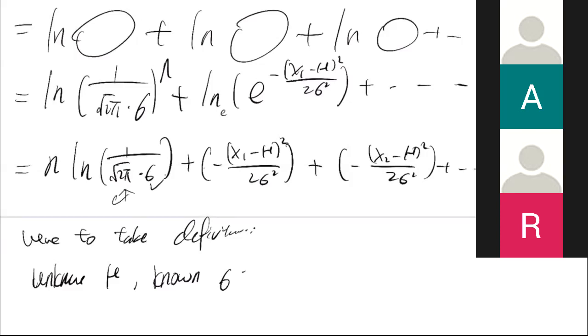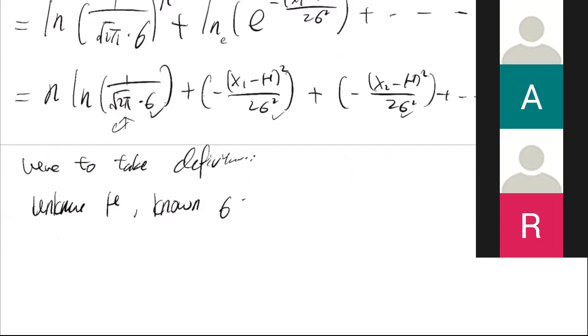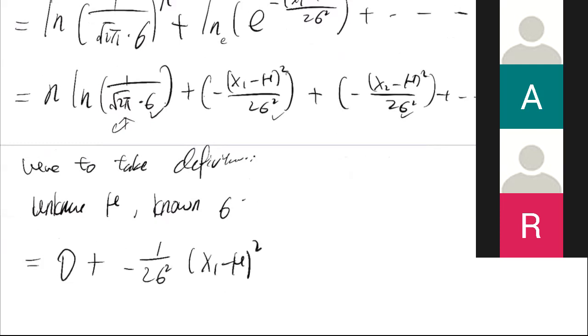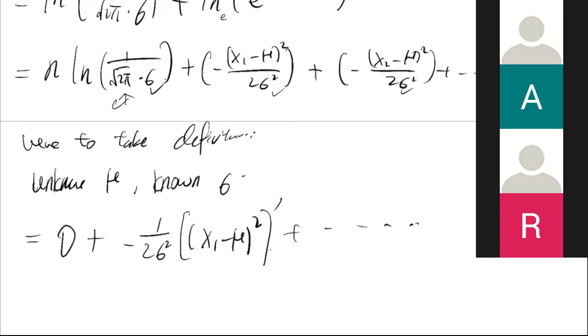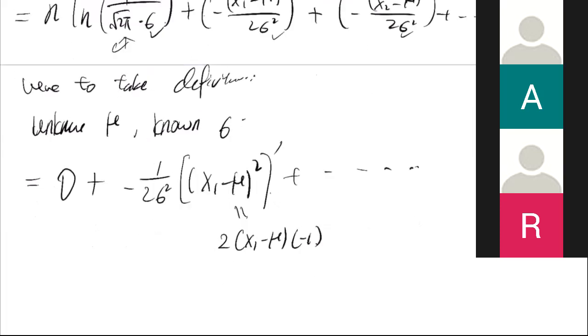And we also know the denominator here. So in fact, after taking the derivative, the first term equals 0, and the second term is just negative 2 sigma square over 1 times the derivative of this. So this derivative is equal to 2 times x1 minus mu times negative 1.